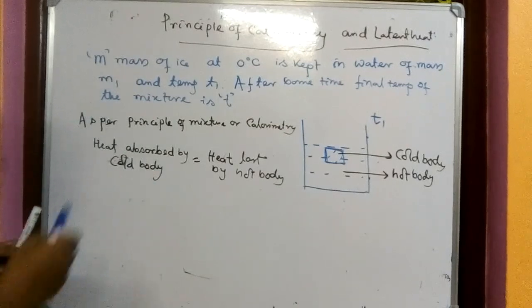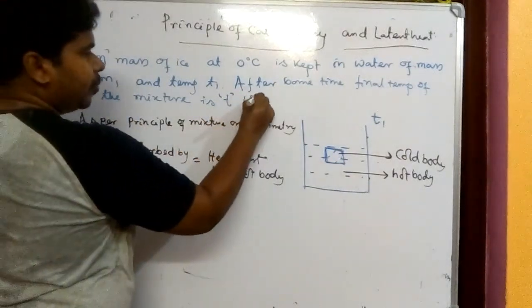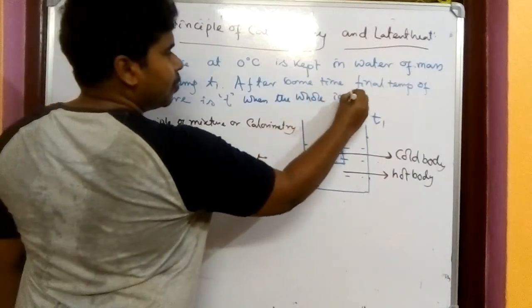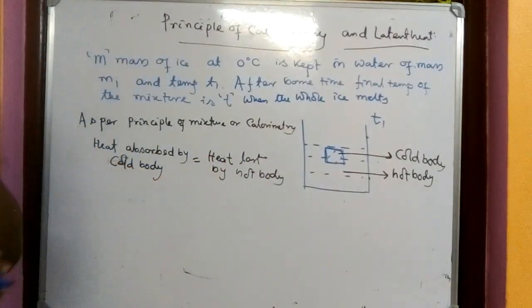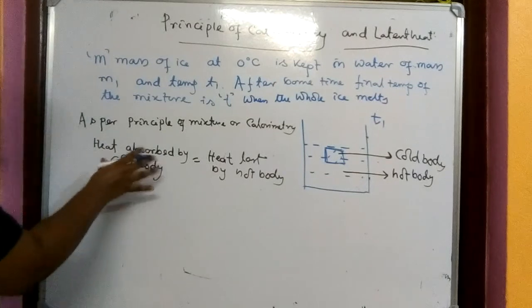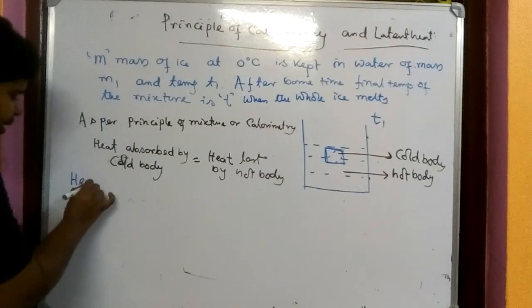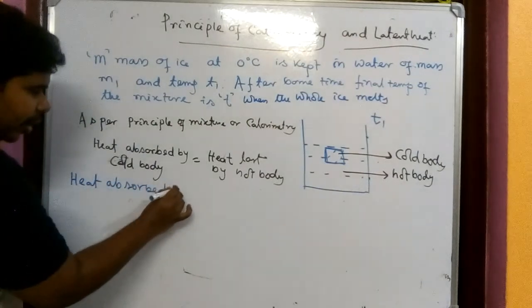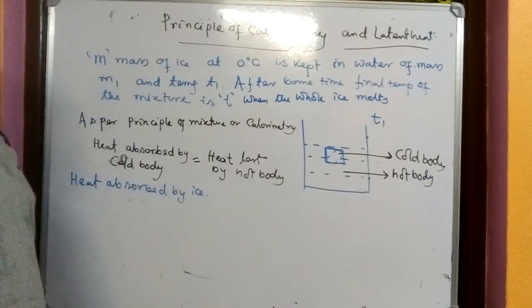So here we can also mention that after some time the final temperature of the mixture is T when the whole ice melts. So the whole ice melts here, so a state change occurred. Now we have to find the heat absorbed by the cold body first. So heat absorbed by ice. Now find how the state has been changed.